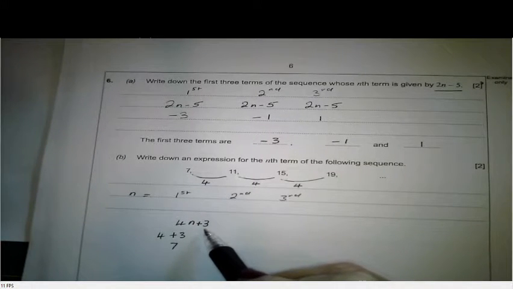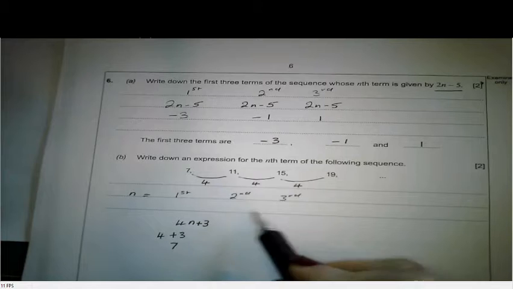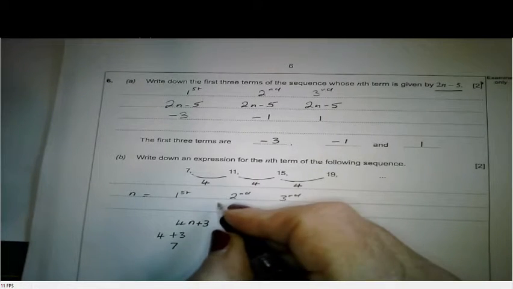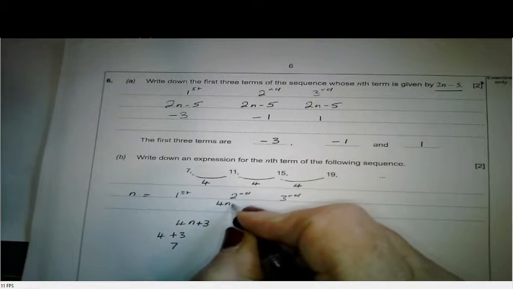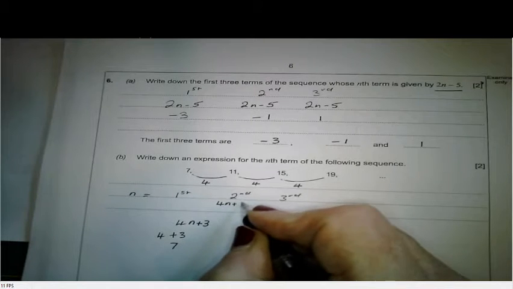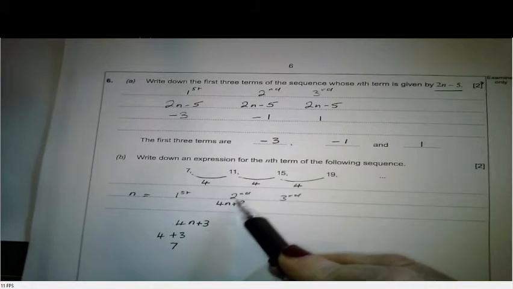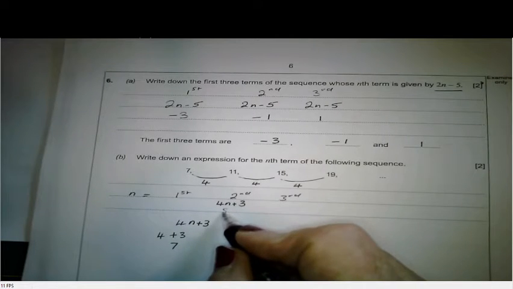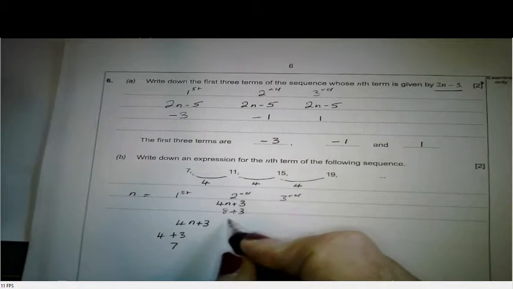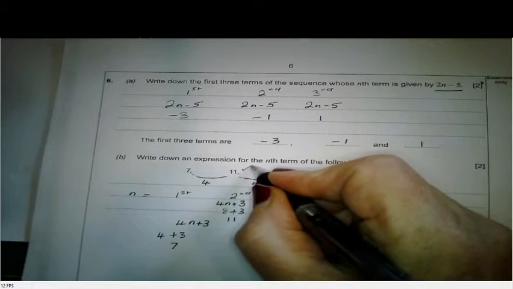Before I finalise that, I'm just going to try it on the second and third term, see if it works. 4n plus 3, when n is 2. 2 4's are 8, add 3, and the answer is 11, so it matches that one.